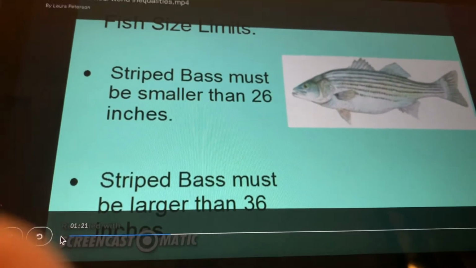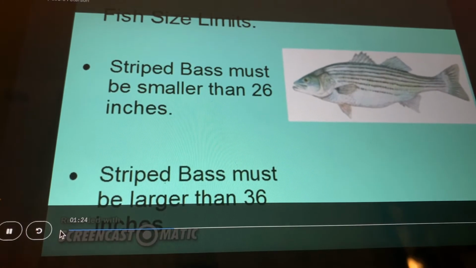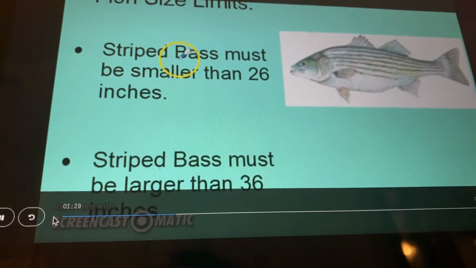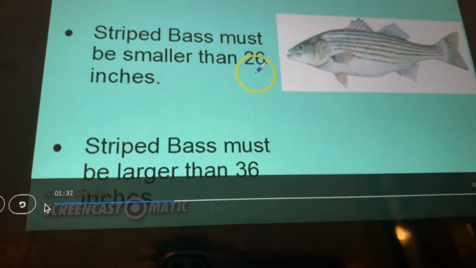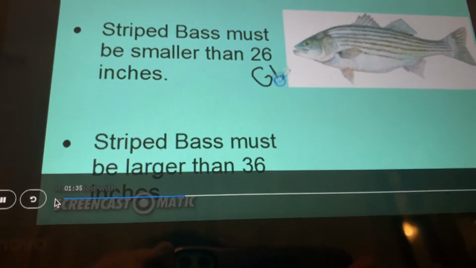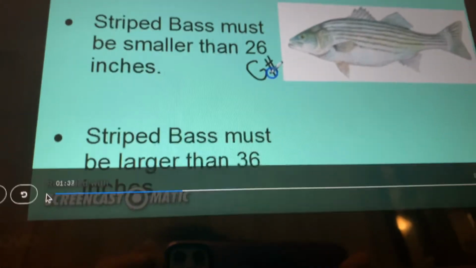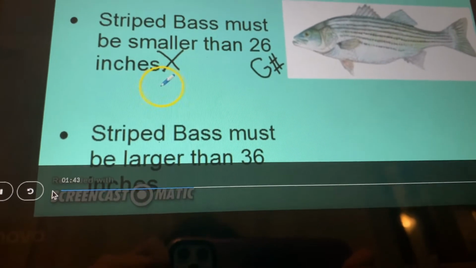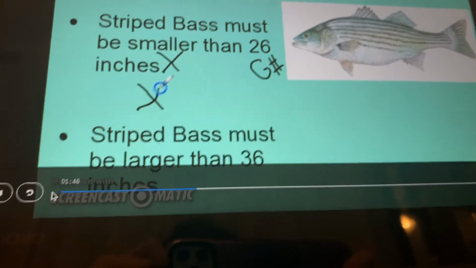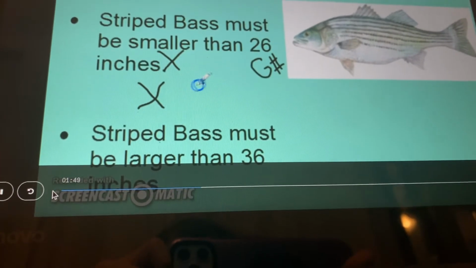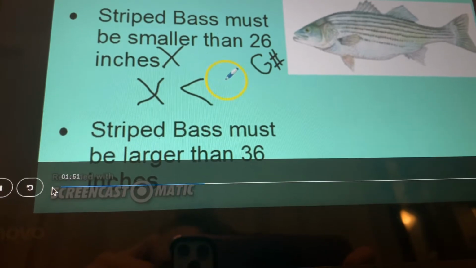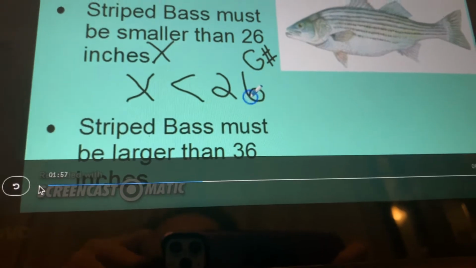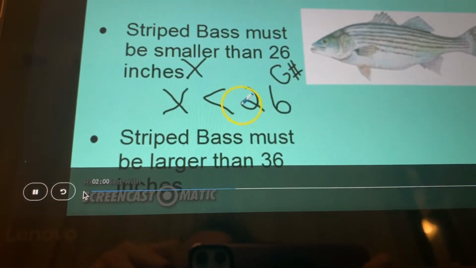So let's take a look at the fish size limits and make an inequality sentence for each one of these. The striped bass must be smaller than 26. So 26 is going to be our greater number here, and smaller than is going to be that X for us. So our inequality that we'll write will be X is going to have to be smaller than 26 inches. So our inequality is going to look like X is less than 26.